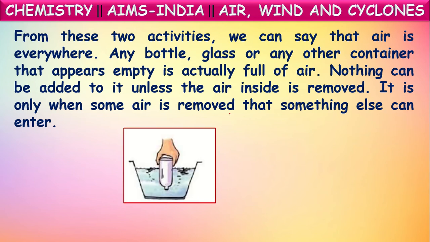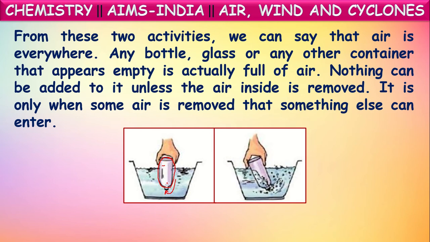See here, an inverted bottle is immersed into the water. Even though it is completely immersed, water cannot enter into it because the space in this bottle is completely filled with air. Already there is air in this, so it won't allow the water to come inside. When you tilt the bottle, what happens? The air present in this bottle goes out in the form of bubbles. We can see bubbles coming out from the bottle. Then only water can enter into it.